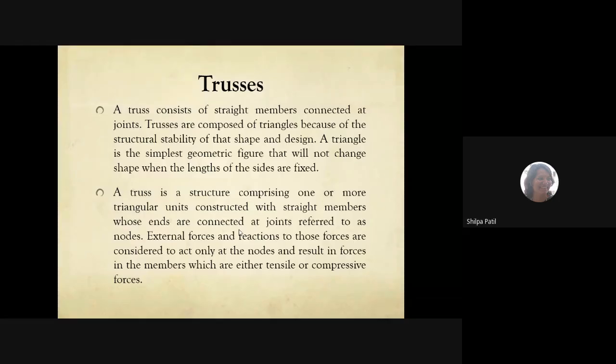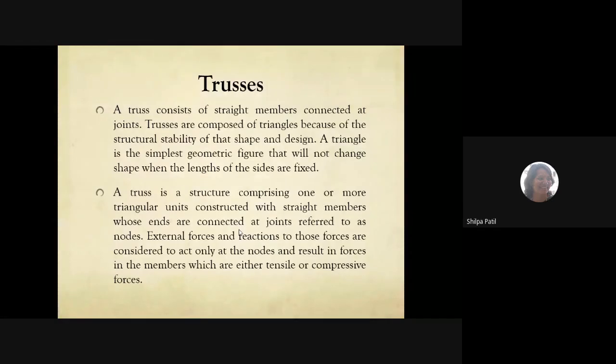All these members are connected together in such a fashion that different triangular units are formed. Why triangular? Again, because it is a very basic, simple, but stable geometrical shape. So, triangular units are used. So, it consists of one or more triangular units constructed with straight members whose ends are connected at joints, referred to as nodes. These joints are also called as nodes.